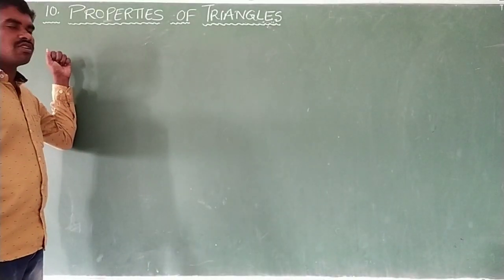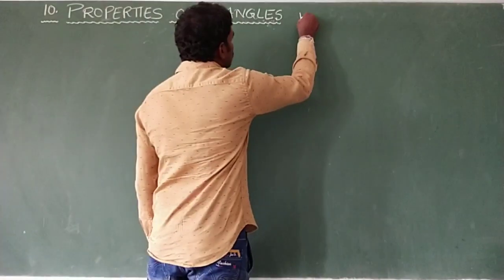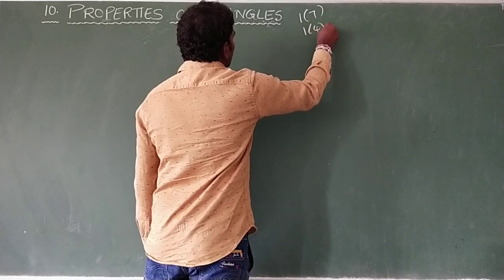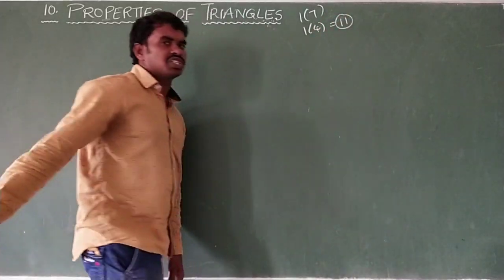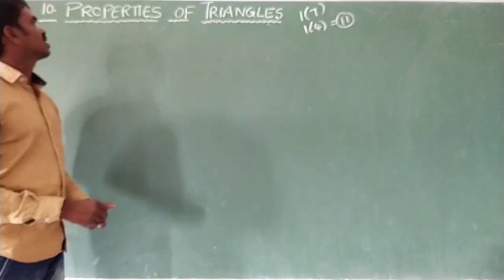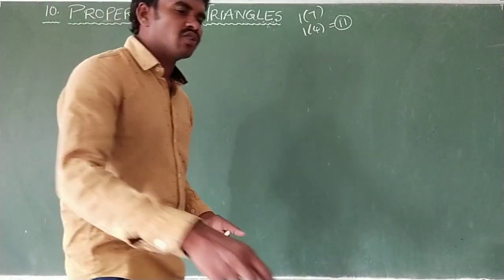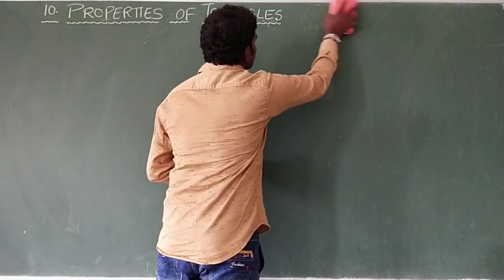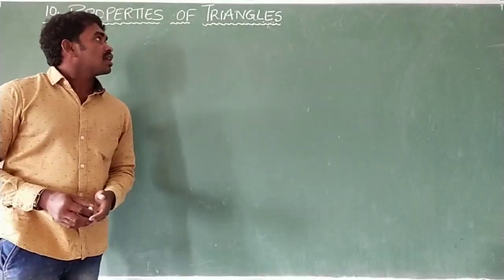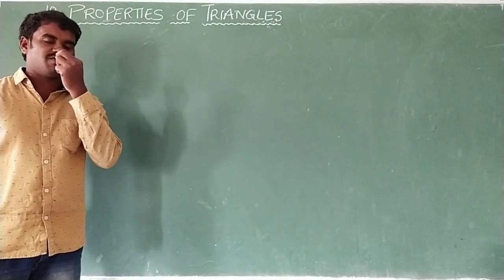Today in this class, we are going to learn Intermediate First Year Mathematics 1A 10th chapter, the last chapter, Properties of Triangles. From this chapter, one 7 marks question and one 4 marks question, totally 11 marks. In this chapter, properties of triangles, which is also related to trigonometry. It is also easy, and we can expect more important questions from this chapter, long question and 4 marks.